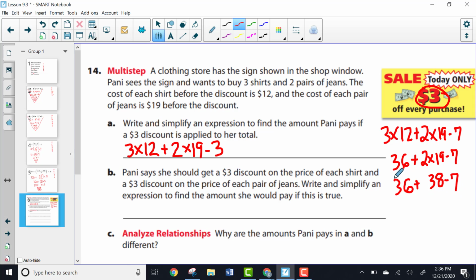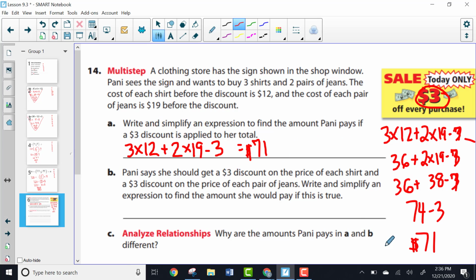Okay, now my next step is I'm going to add 36. Sorry, this should be minus 3, not minus 7. It should be minus 3. My apologies. Okay, so we have 36 plus 38 is 74, minus $3 there. And we have 74 minus 3 is going to give $71 total for this order. So $71 total for the order.